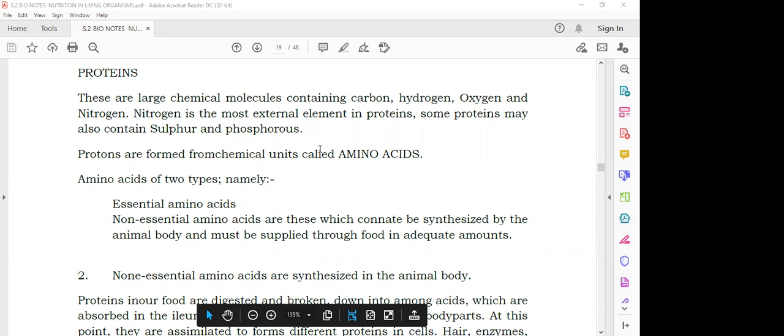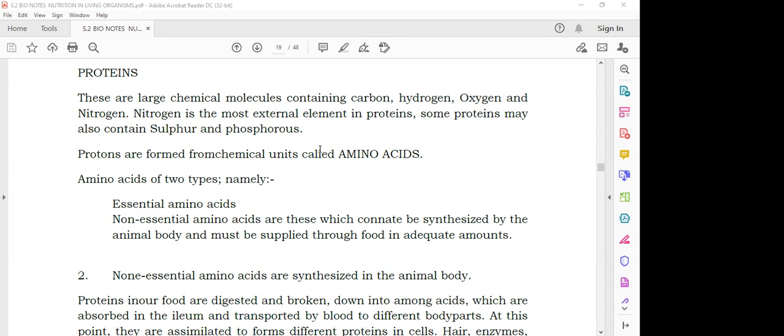For today, we are going to look at the next food nutrient, and that is proteins. Okay, and these proteins, it is shown there, have elements.